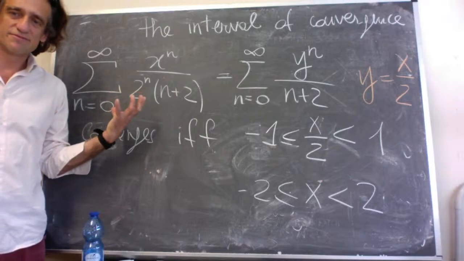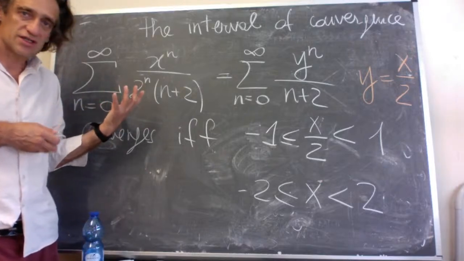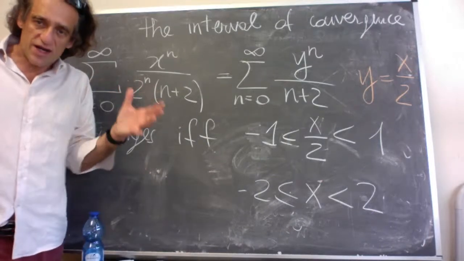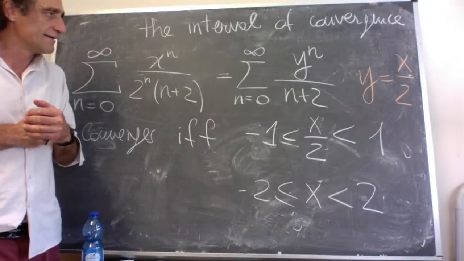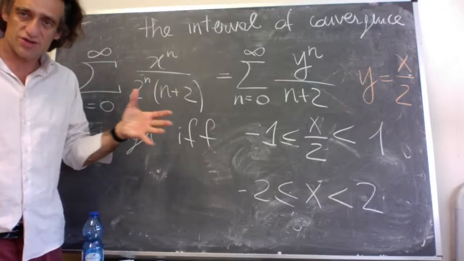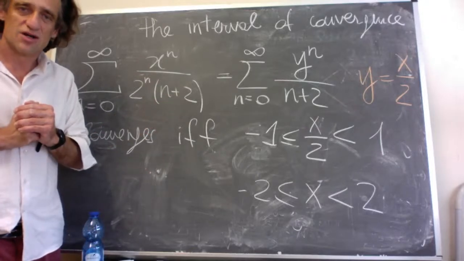So here you can really try to understand why adding an exponential gives you this shrink, or on the other hand, this magnification of the interval of convergence. This is just like that.